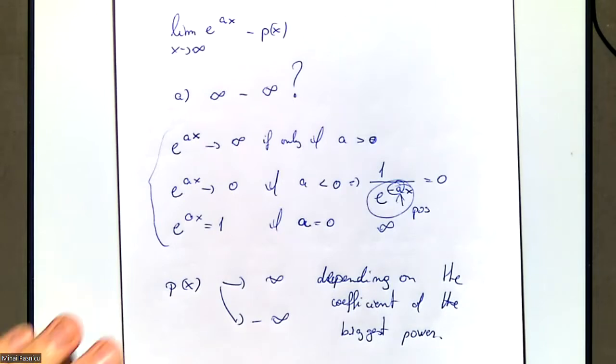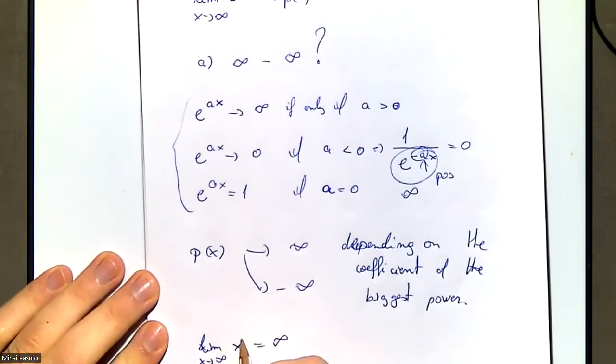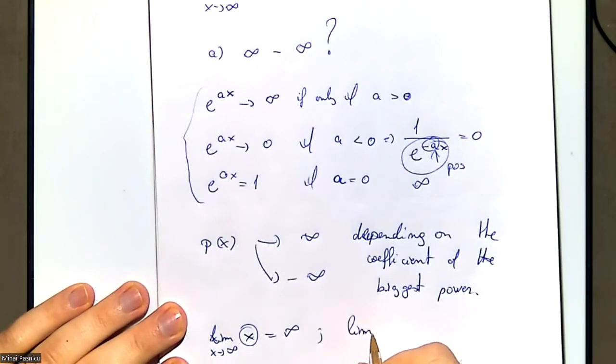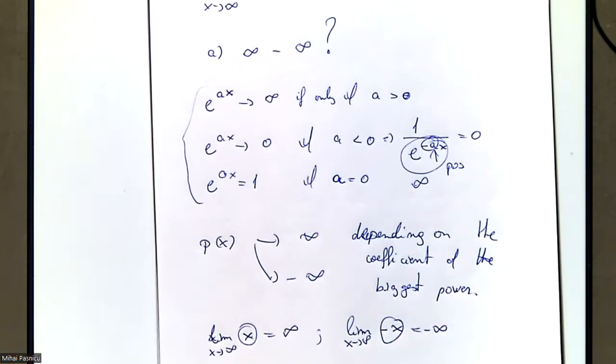So what do I mean by this? For example, the limit when x goes to infinity of x is infinity. This is a polynomial, right? I said any powers. And at the same time, the limit when x goes to infinity of minus x is minus infinity. This is a polynomial as well, right? They're just powers. I said any powers, any signs. So that's why, and this is obviously the simplest case. It just goes for any number you can create, any power you can create.